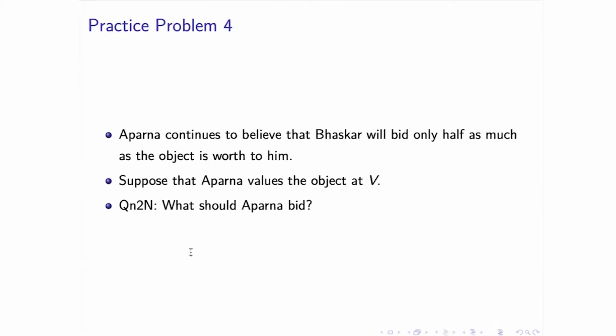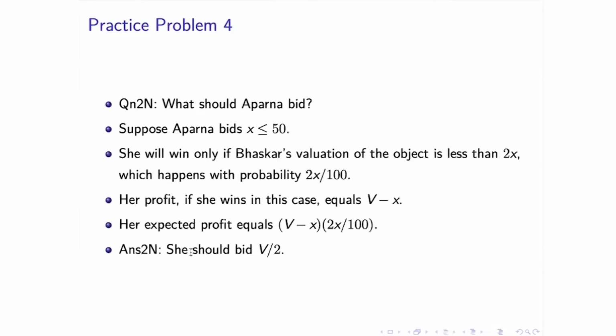Again, let us generalize. So suppose that Aparna continues to believe that Bhaskar is going to bid only half as much as what the object is worth to him. But now instead of 80, let's do the general case where Aparna values the object at V, and we are trying to figure out what Aparna should bid as a function of this V and her beliefs, right? So clearly she's not going to bid more than 50 because of the reasons that we have discussed. So let's consider any bid that she's making, X, which is less than or equal to 50.